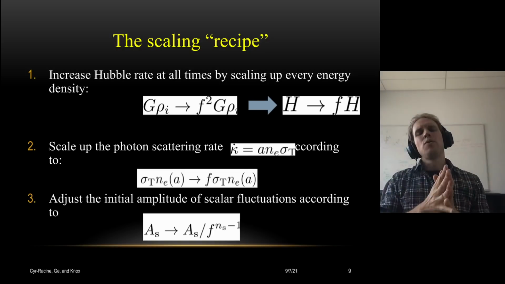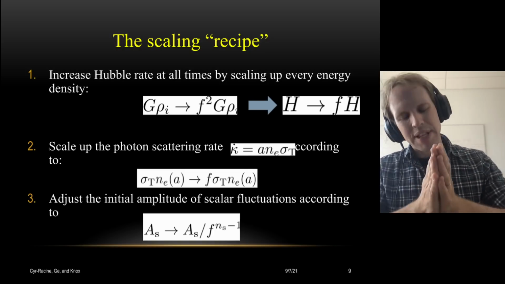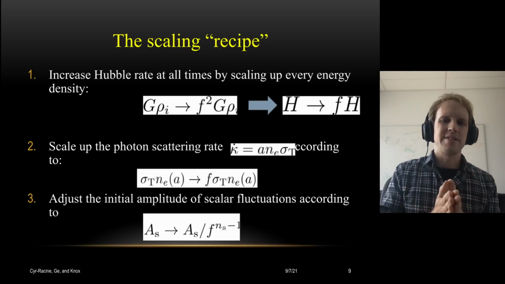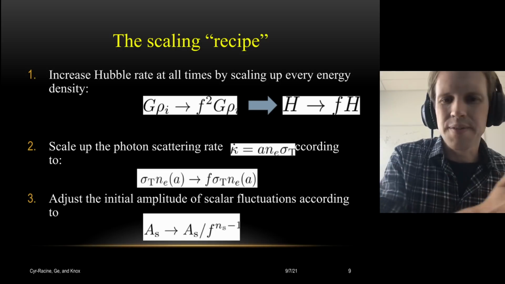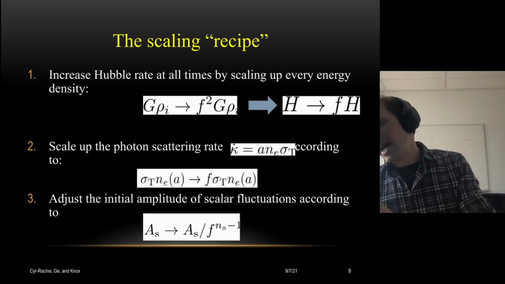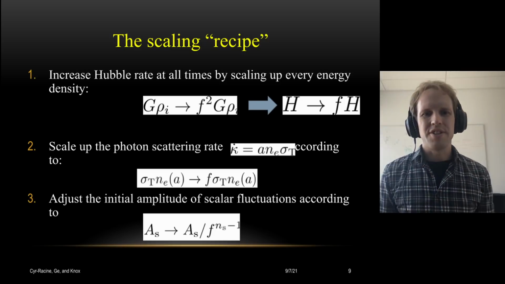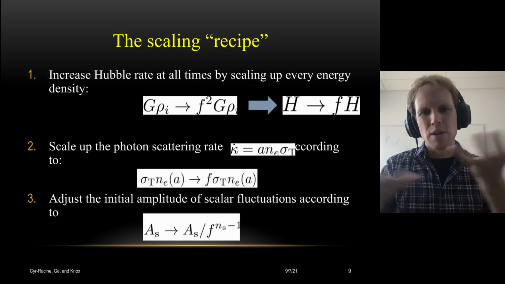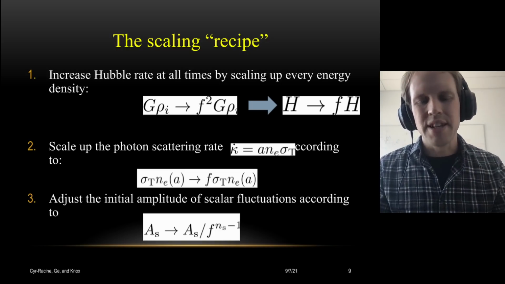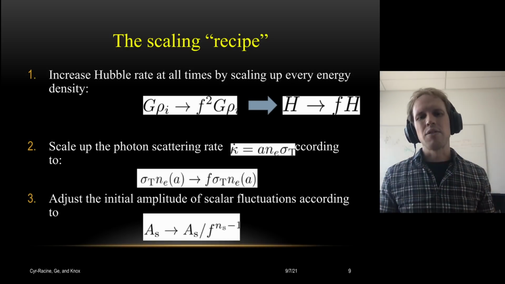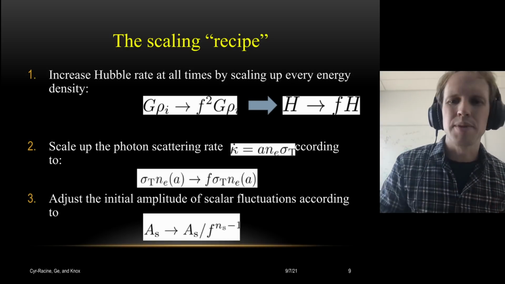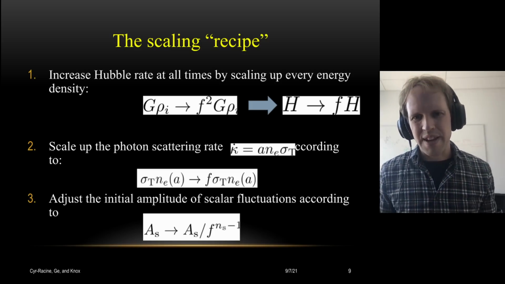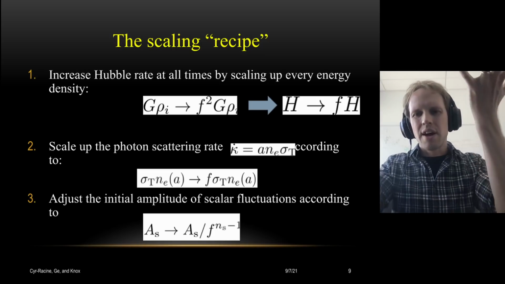Exactly, exactly. So using basic geometry and essentially some amounts of dimensional analysis, we came up with what we call this scaling recipe, which is a way to essentially get the CMB, the large-scale structure, and say the late time measurement of the Hubble rate all to agree with each other. And the recipe here is to basically increase the Hubble rate at all times by scaling all the energy density of all the components in the universe by a factor of f squared. So I'm going to scale the amount of dark matter, I'm going to scale the amount of baryons, photons, neutrinos, etc. So that, by the Friedmann equation, the Hubble rate gets larger at every single epoch.